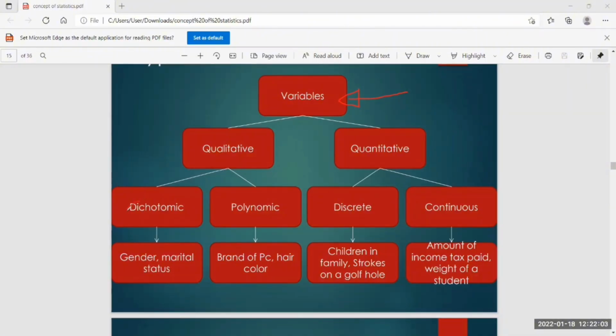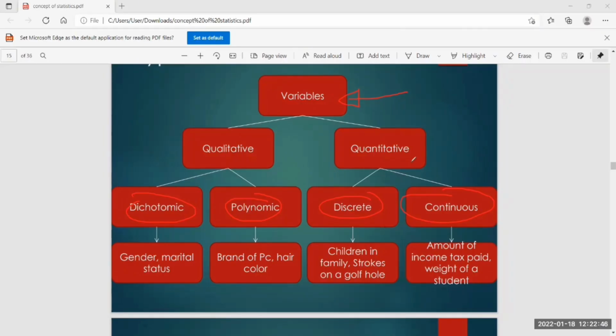The qualitative can be dichotomous or polynomic. Dichotomic or polynomic. And quantitative can be discrete and continuous. So, when you're having two gender status, only two, then dichotomous, male and female. If the gender becomes three, then it becomes polynomic. So the marital status, for example, married or unmarried, there are a lot of dichotomic variables, statistical variables for qualitative. Polynomic is more than two, three or more.